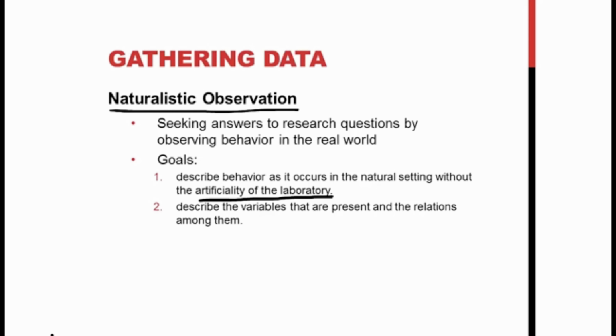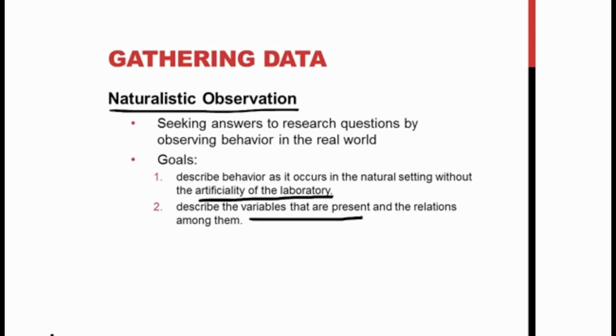Also, naturalistic observation gives us a better idea of what variables are actually affecting people's behaviors. In naturalistic observation, a researcher observes what variables are present, whereas in a laboratory setting, you have to set up the variables that are present. So naturalistic observation can allow researchers to have new insights into phenomena.